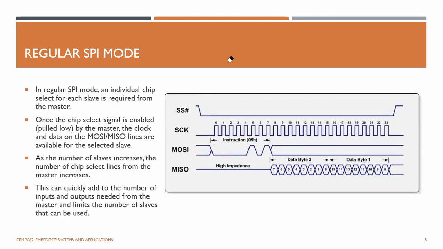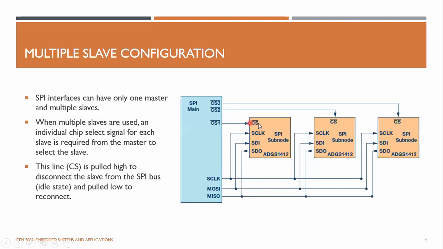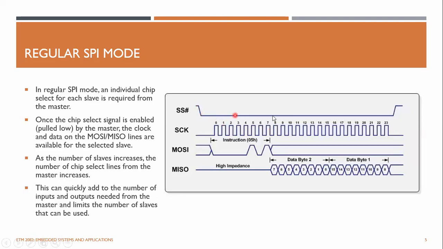Basically, what you need to understand is if you want to select a particular slave, you have to pull this particular line low on the selected slave. That's what is done here. And you have to generate clock pulses, and with each clock pulse you send the data out from the master. Once the slave understands the instruction, it will start sending the data back from the slave to the master.